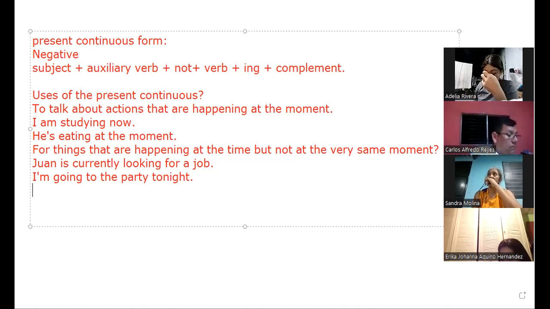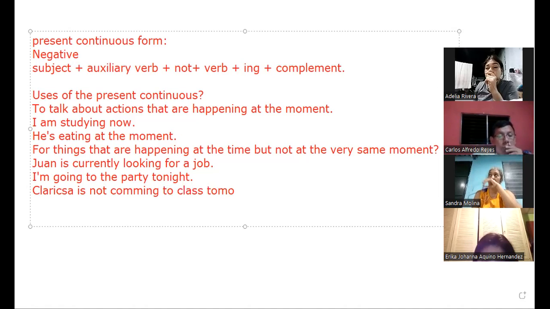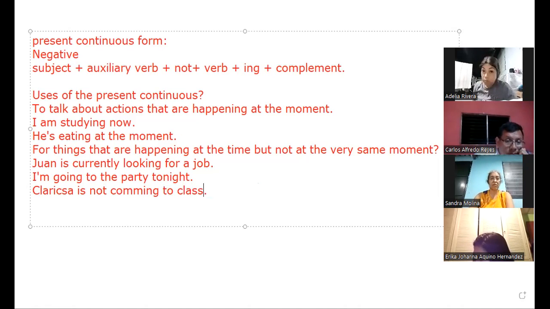Okay. Mañana, tomorrow is Friday, right? Yes. Okay, so mañana usted va a estar enferma. En la noche va a estar enferma. So, Clarixa is not coming to class tomorrow. Okay. Sí, fíjese, este es el time maker aquí. Este tomorrow es el time maker. Sin ese time maker, vea la oración. La oración está ahí y tenemos el complement aquí. To class, ese es el complement.